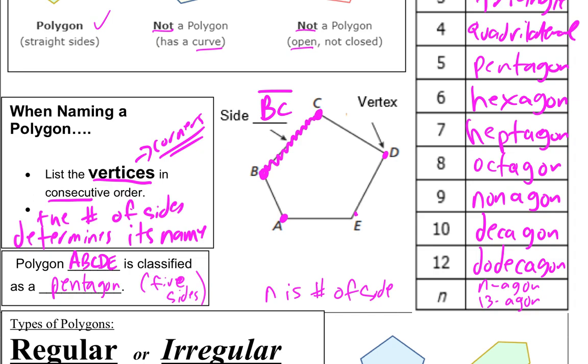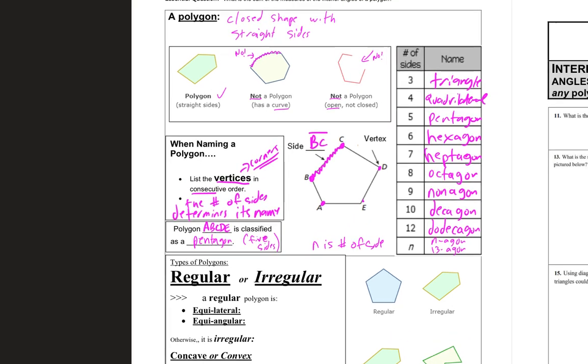All right, so that's how we name a polygon. We call it by the vertices in consecutive order, just like over there. The number of sides determines its name. So since this one has 5 sides, it's called a pentagon.